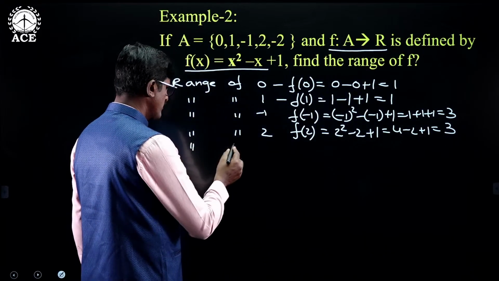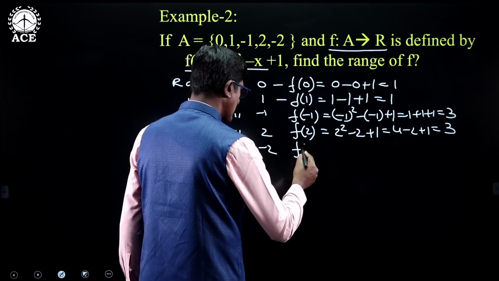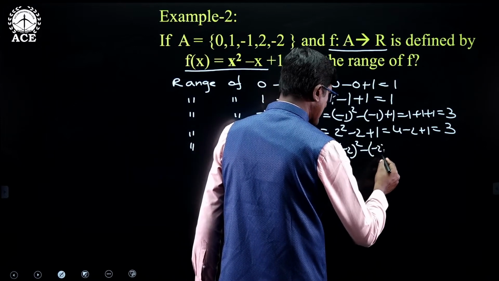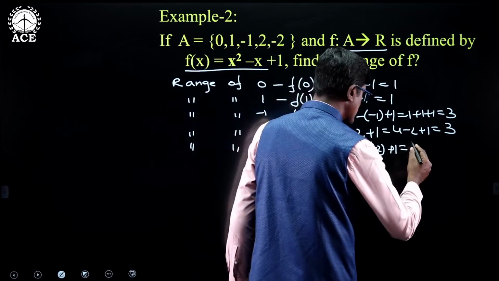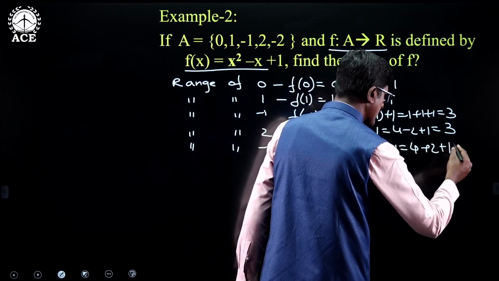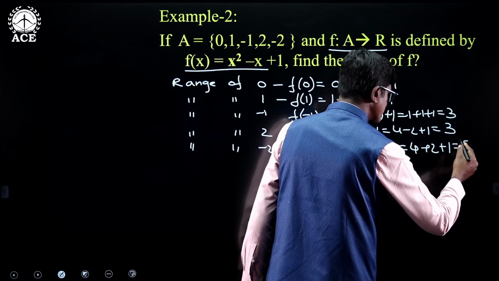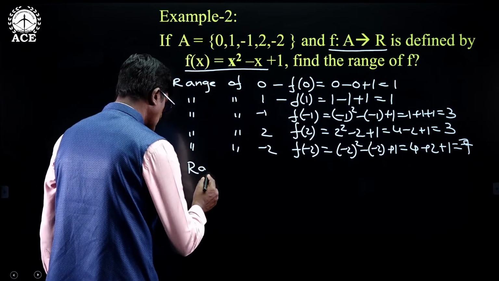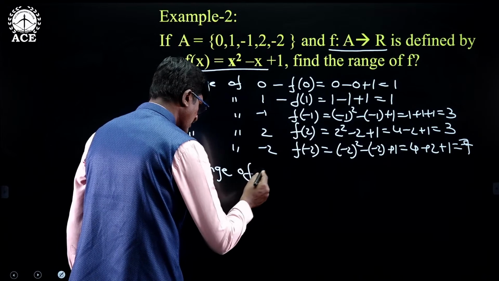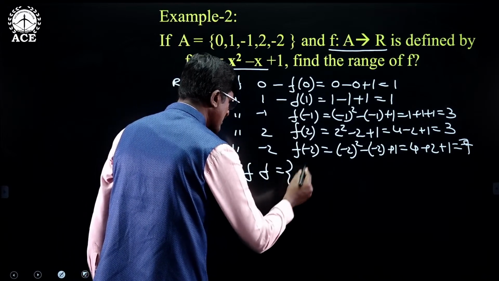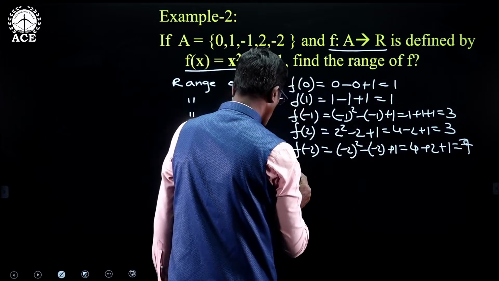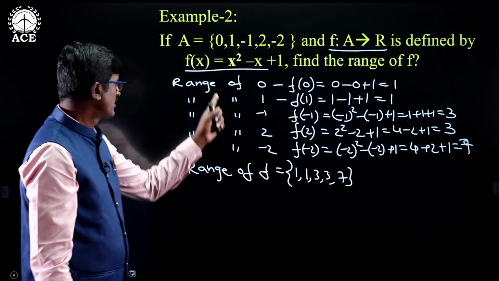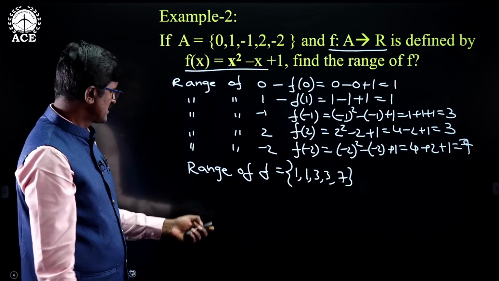Next, the range of the element minus 2 is f of minus 2. This is equal to minus 2 whole square minus of minus 2 plus 1, which is nothing but 4 plus 2 plus 1, that is 7. So now, what is the range of f? The range of f is equal to the set of all images. So what are the images? 1, 1, 3, 3, 7. This is the range of f of x. This is about this problem.